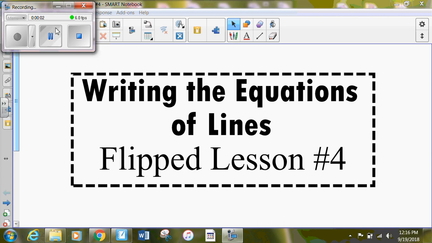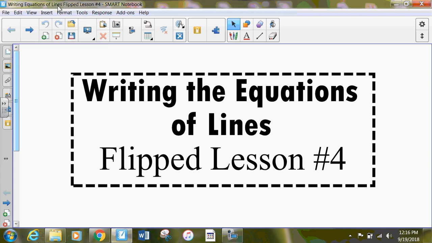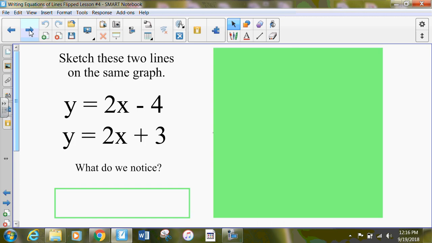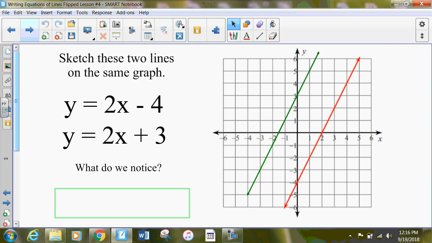Okay, here we go. Writing the equations of lines. Flip lesson number 4. All right, so we're being asked to sketch these two lines on the same graph and to see if we notice anything. So I'm going to take my graph.